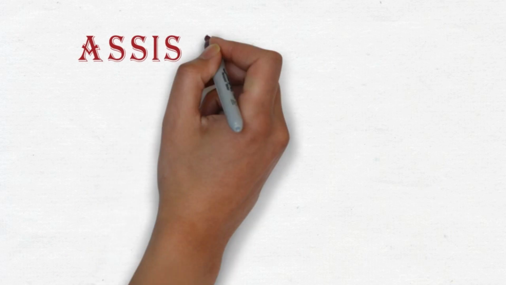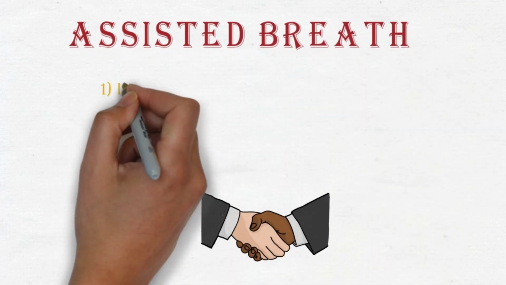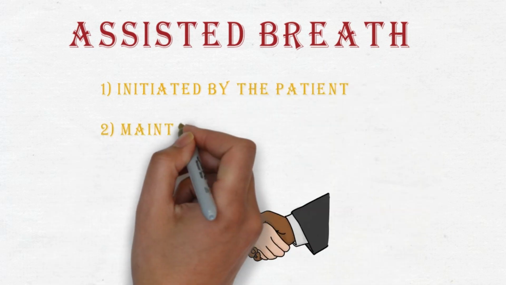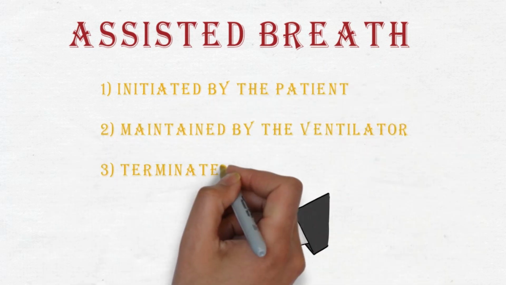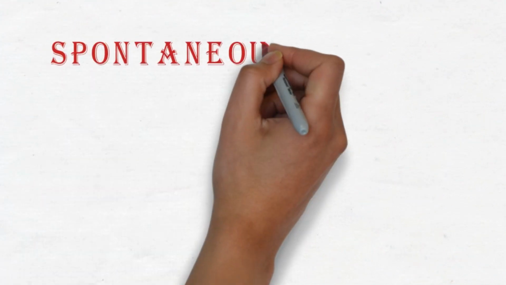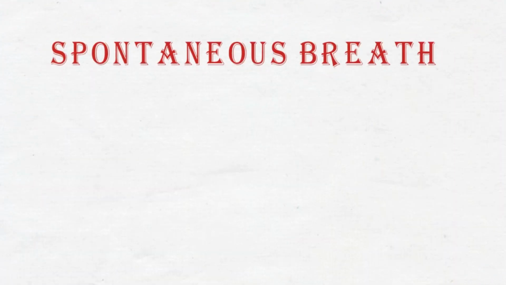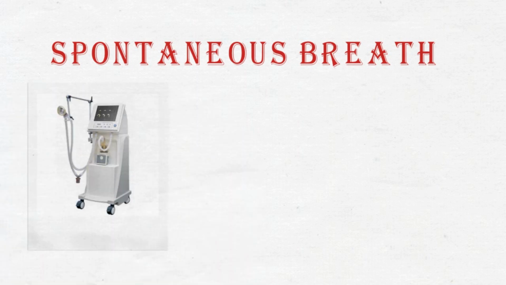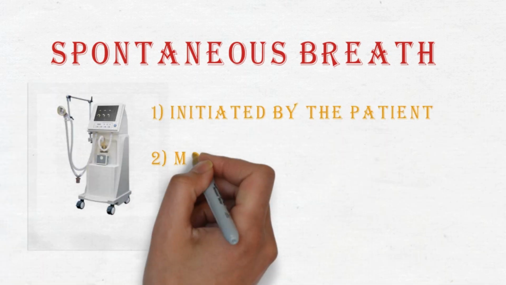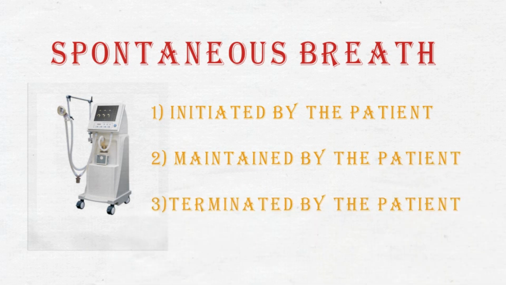Then the second one we will see is assisted breath, which is initiated by the patient, maintained by the ventilator but terminated by the ventilator. The third one over here is spontaneous breath, which is initiated by the patient, maintained by the patient, and as we have seen in assisted breath, terminated by the patient.